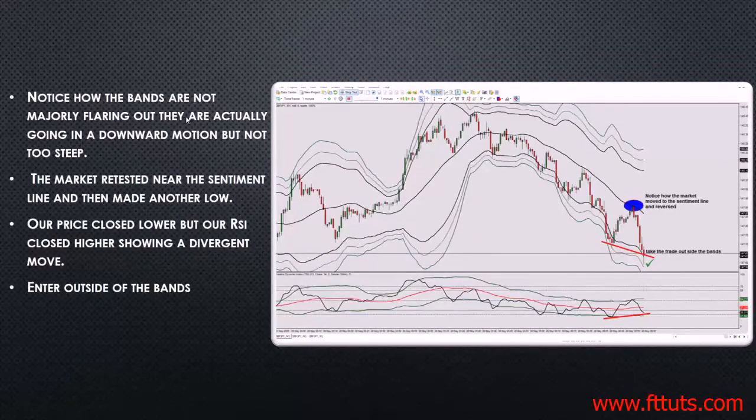Notice how the bands are not majorly flaring out in this instance. They're actually going in a downward motion, but not too steep. The market retested near the sentiment line and then made another low. Our price closed lower, but our RSI closed higher, showing a divergent move. Make sure you're always taking the trade outside the bands.